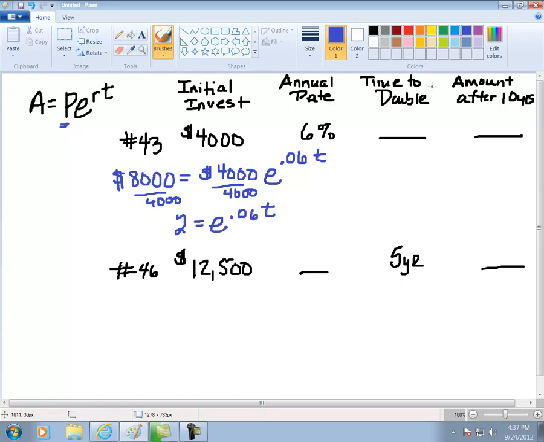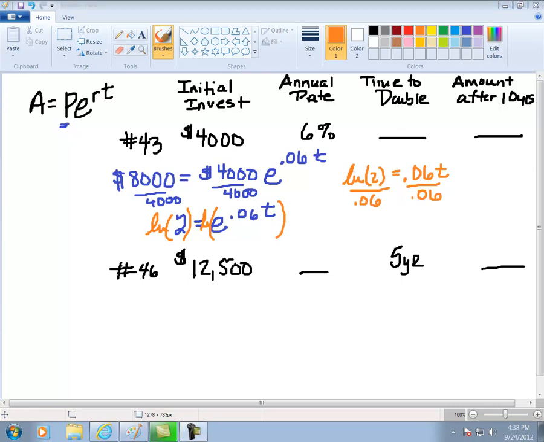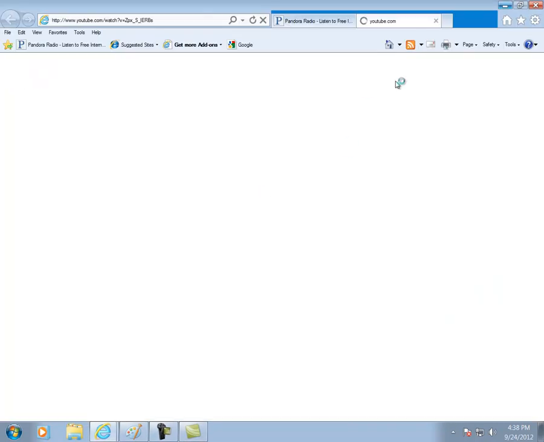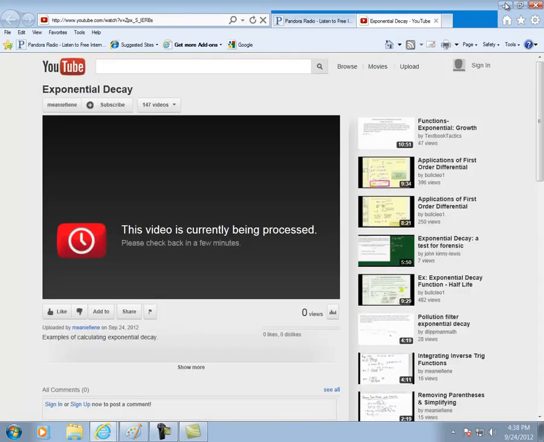And now in order to get rid of the e, we're going to take the natural log of both sides. On the left-hand side, we're left with the natural log of 2. And on the right-hand side, the natural log and the e cancel out, and I'm left with 0.06t. And now dividing both sides by 0.06, I get that t is equal to natural log 2 divided by 0.06, which is approximately 11.55 years.